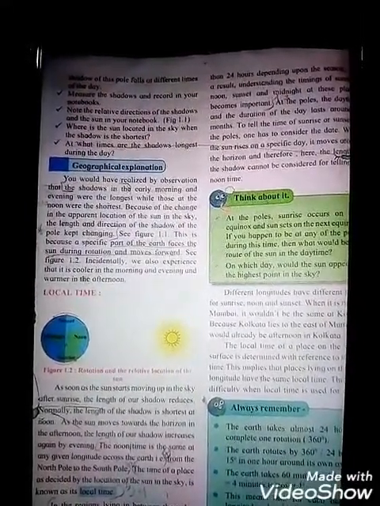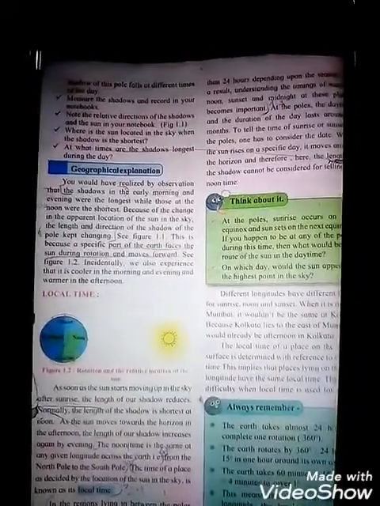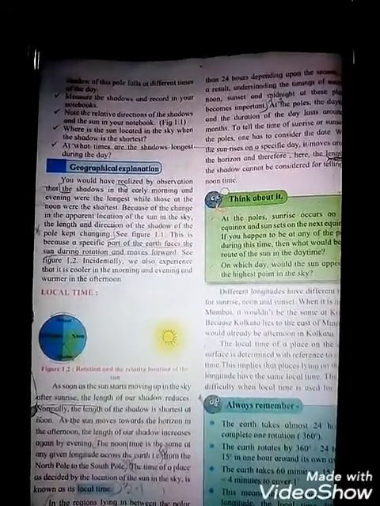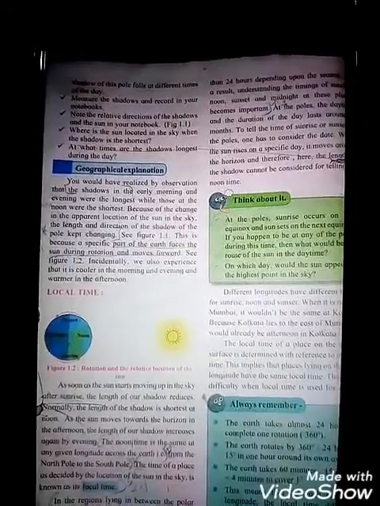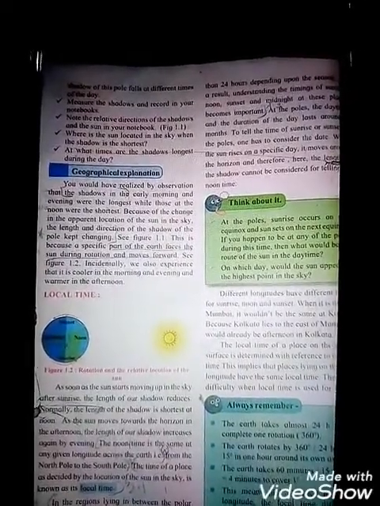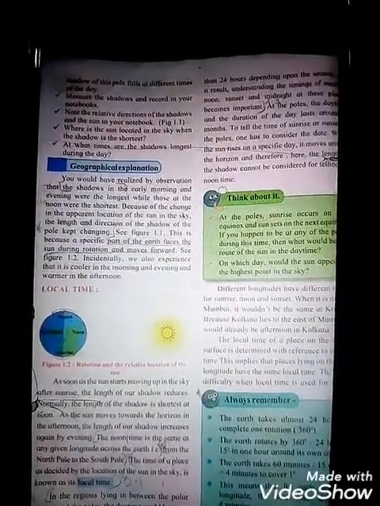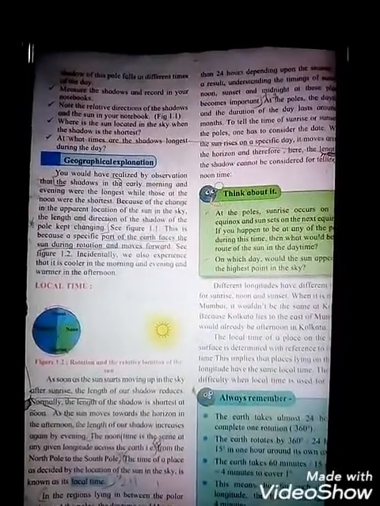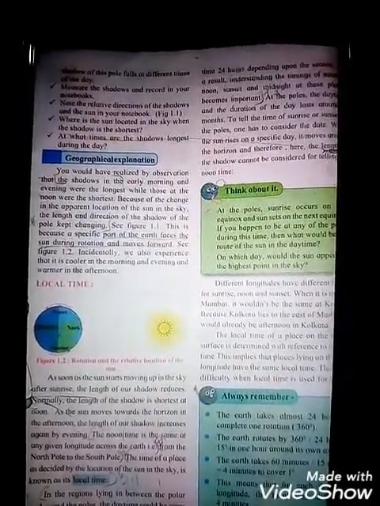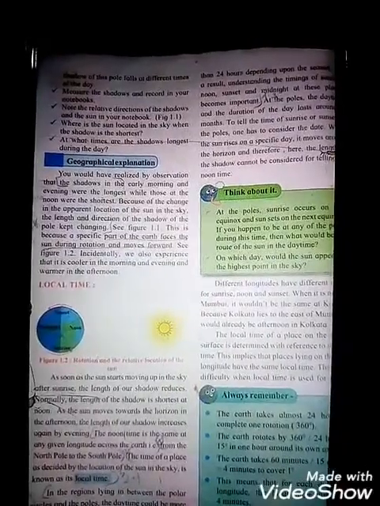Geography expression for that same activity is given here. You would have realized by observation that the shadows in the early morning and evening were the longest, while those at noon were the shortest. Okay, why was this happening? Because of the change in the apparent location of the sun in the sky.